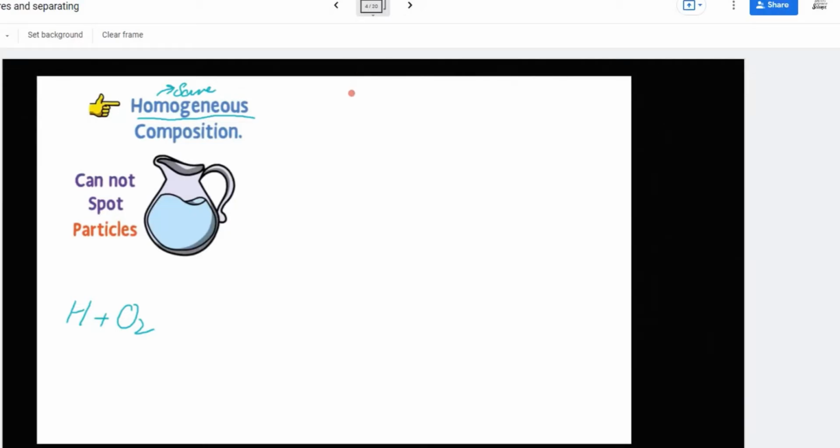The third one is an important one. Let me erase it. Okay, so homogeneous mixture. Whenever you see this word, homo means same. Homogeneous composition means that you cannot spot the particles. If it's water, you cannot spot where the hydrogen is and where the oxygen is. Can you in water? No, we cannot see where the hydrogen and oxygen are through our eyes, isn't it? So this type of mixture, where we cannot spot the things by our eyes, is called a homogeneous mixture. Does it make sense?